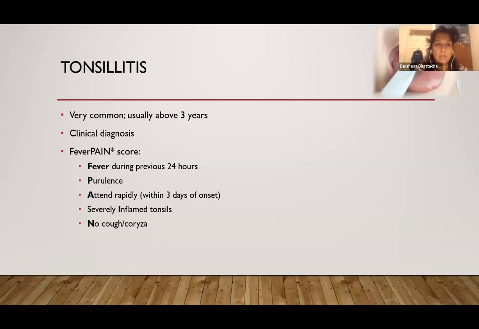So what the fever pain score looks at is obviously fever over 38 during the previous 24 hours, purulence or pus on the tonsils, whether the patient attends rapidly within 3 days of onset because of symptoms, whether they have severely inflamed tonsils, and a lack of cough or coryza. But again, it's a little bit tricky because big tonsils can make a child cough. So again, it's using your clinical judgment there. And helpfully, exudate or pus on the tonsil does not always mean a bacterial infection, which is why this fever pain score is quite valuable in risk stratifying whether or not it is.